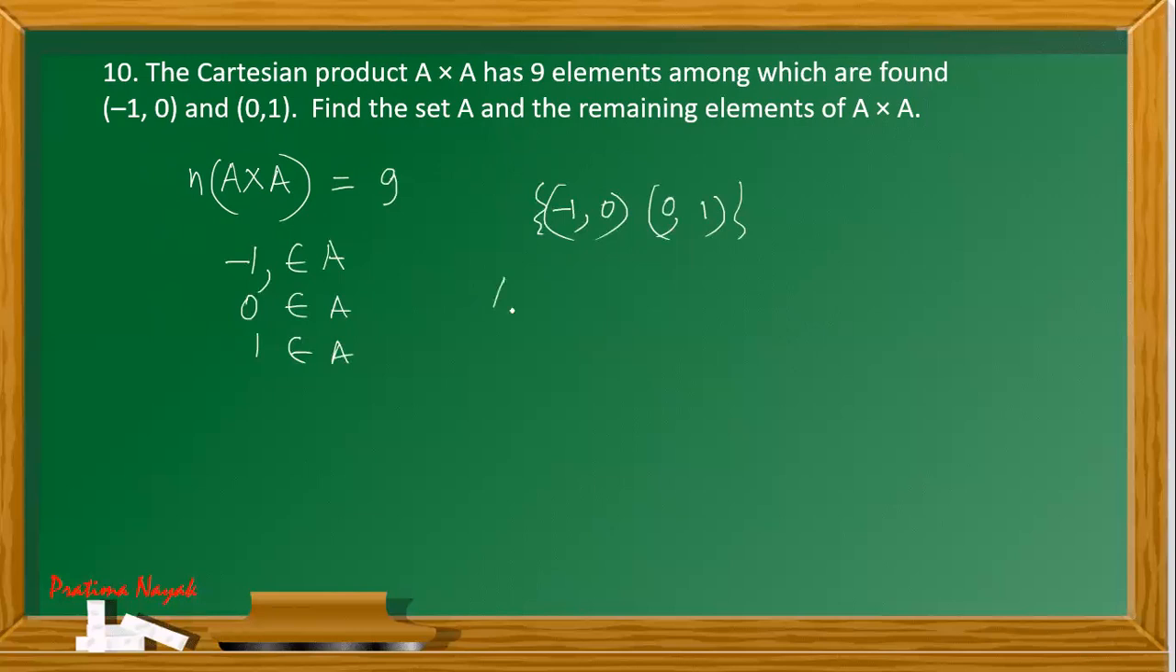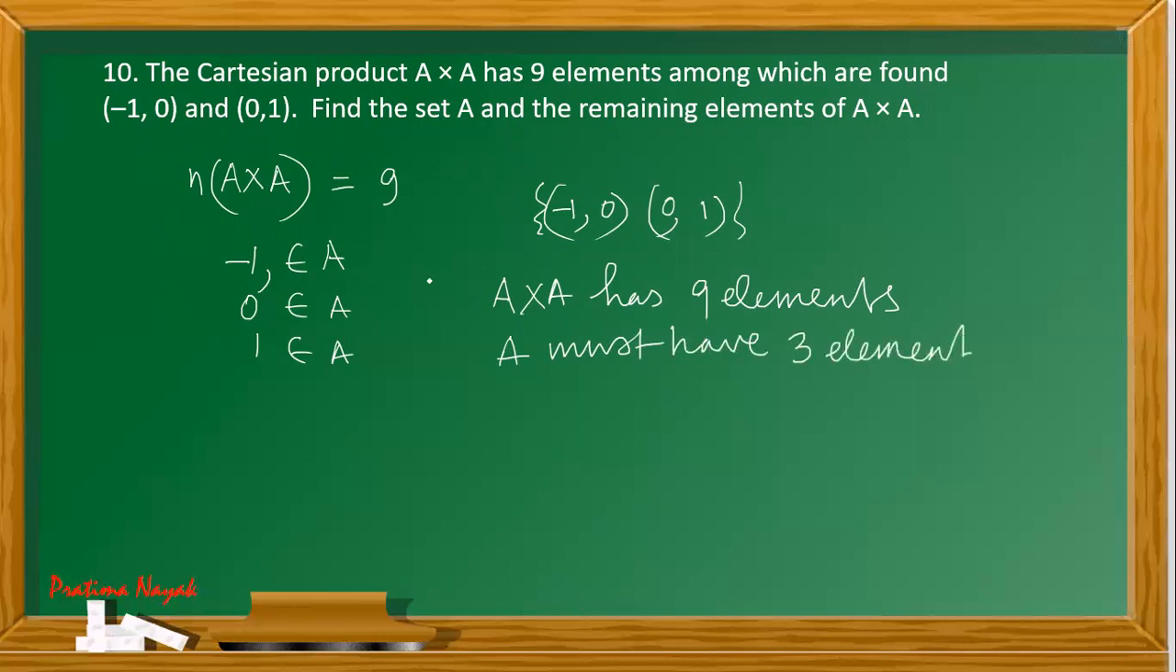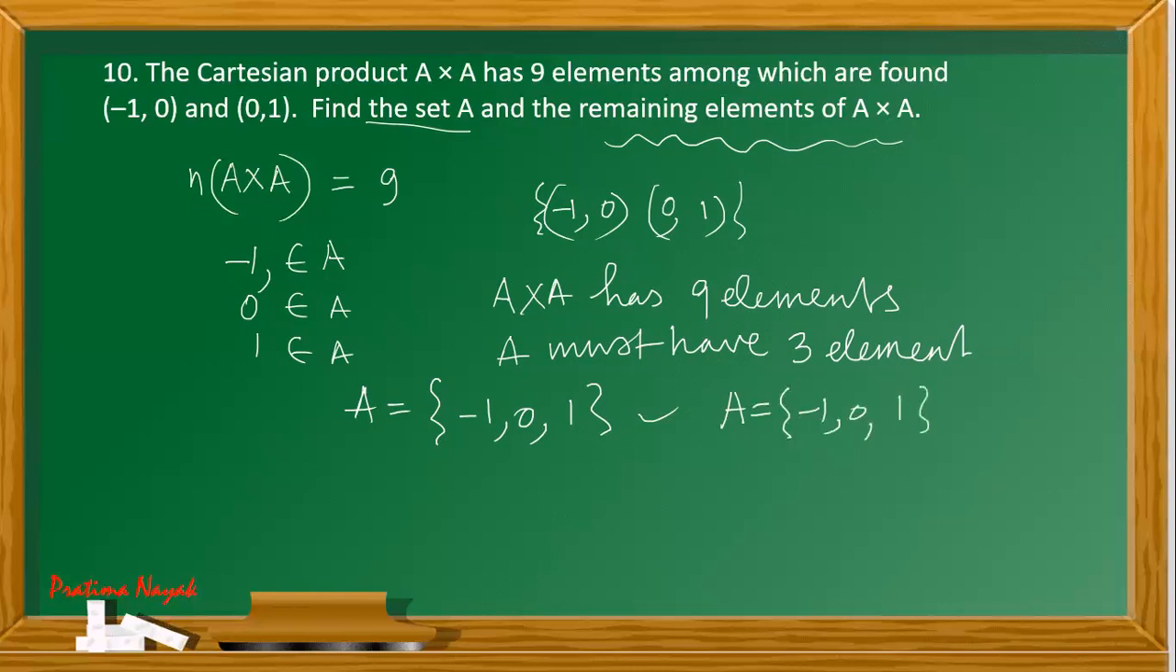And if A cross A has 9 elements, then A must have 3 elements, because 3 multiplies 3 is 9. So we have already got 3 elements. So A is -1, 0, 1. First part we completed. Now find the remaining elements of A cross A. So you can think of the remaining elements now. A is -1, 0, 1, and the other A is -1, 0, 1.